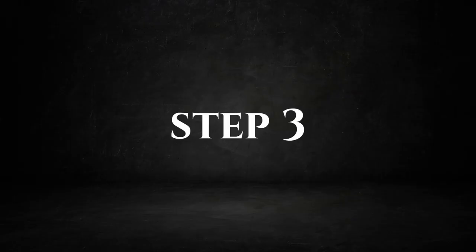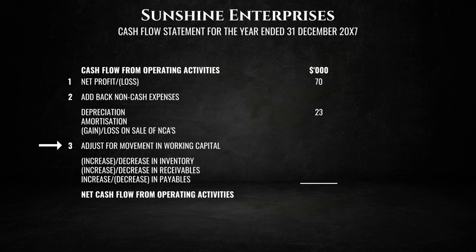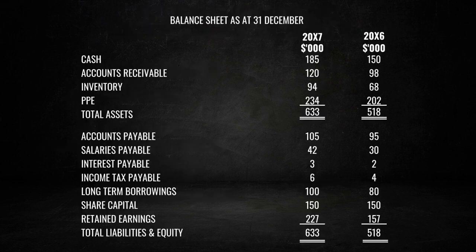Now let's move on to step 3, where we adjust for the movement in working capital. Working capital is determined by subtracting current liabilities from current assets. Let's take a look at the balance sheet to identify our current assets. We observe cash, accounts receivable, and inventory. However, since we are reconciling back to cash in the cash flow statement, we can exclude it from our calculation.